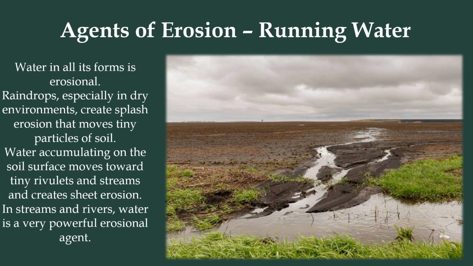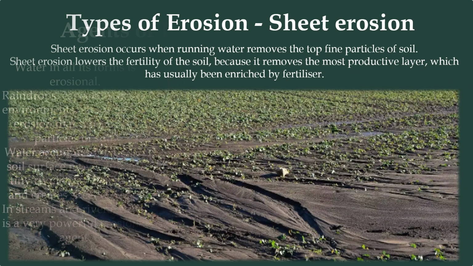Running water is a powerful agent of erosion. Water in all form is erosional. Raindrops, especially in dry environment, create splash erosion that moves tiny particles of soil. Let's understand sheet erosion. It occurs when running water removes the top fine particles of soil. Sheet erosion lowers the fertility of soil because it removes the most productive layer, which has usually been enriched by fertilizers.